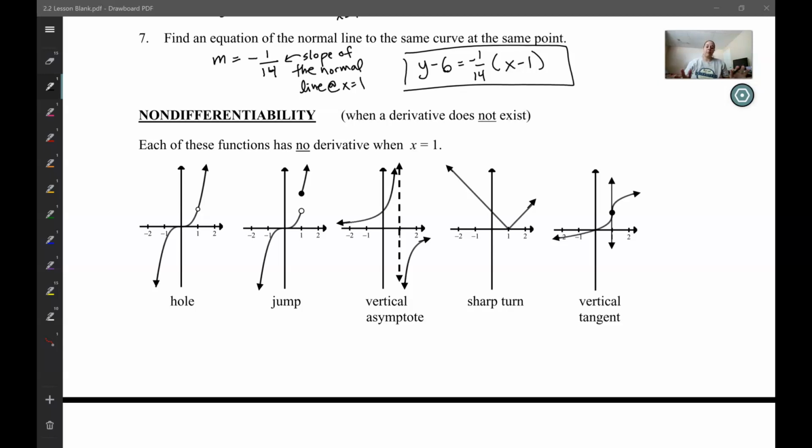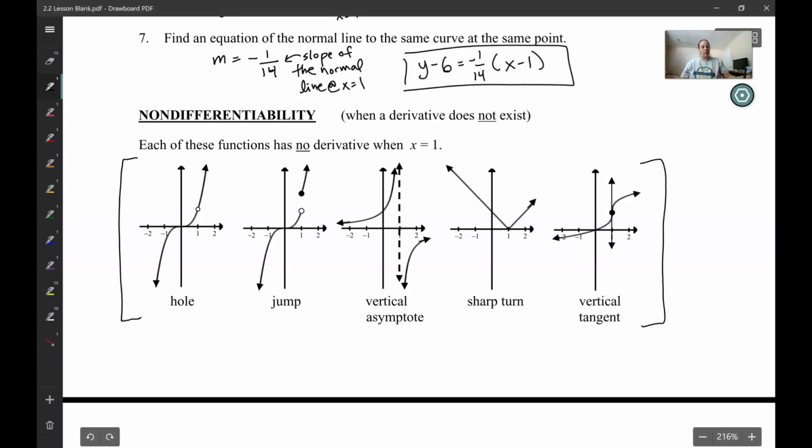Okay, let's talk about non-differentiability. Now, if you remember last chapter when we did limits, we talked about you can't do the limit if the function isn't continuous. Well, you can't take the derivative if the function is non-differentiable. These are the cases when a derivative doesn't exist.